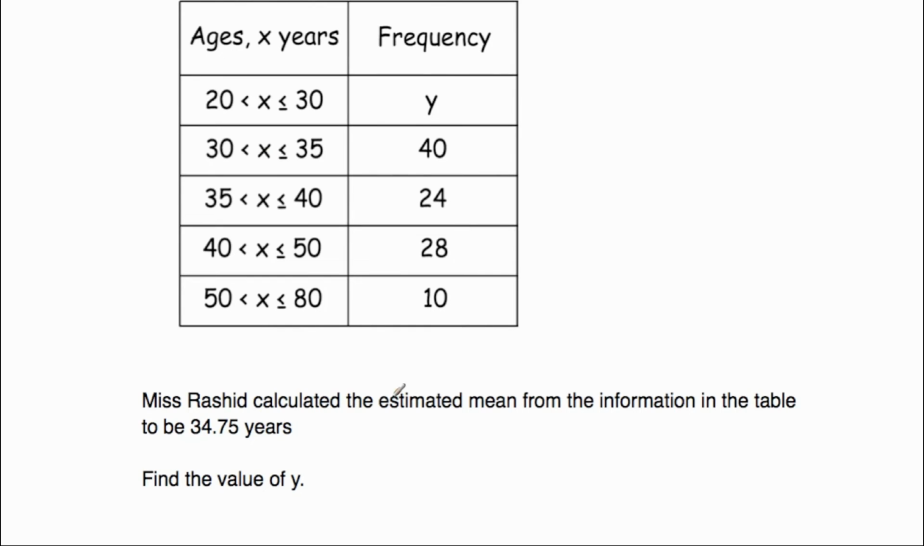Sheets calculates the estimated mean from the table to be 34.75 years. So we're given the answer, we're given the estimated mean, and we've got to find this frequency. Okay, so what I'm actually going to do is do this question in a similar way to all the other questions that I've done so far.